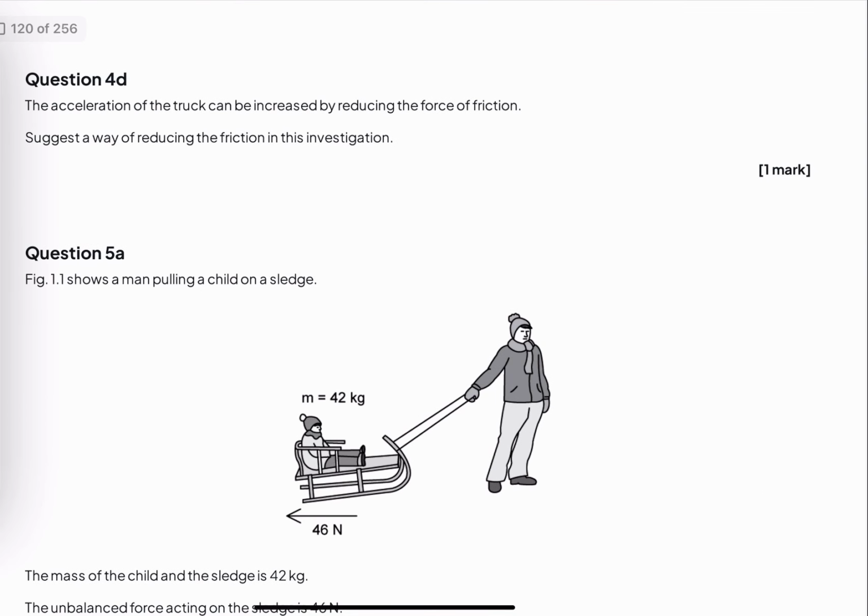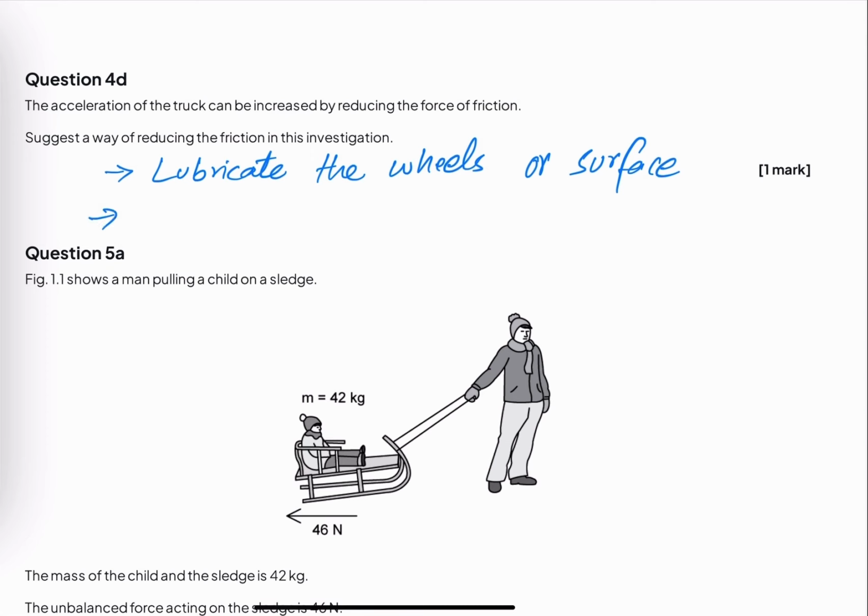In question 4d, the acceleration of the truck can be increased by reducing the force of friction. Suggest a way of reducing the friction in this investigation. How can we reduce the friction? For reducing friction, we can lubricate the wheels or surface. That will reduce friction. Or we can use a smoother surface. Okay, that will also reduce the friction.